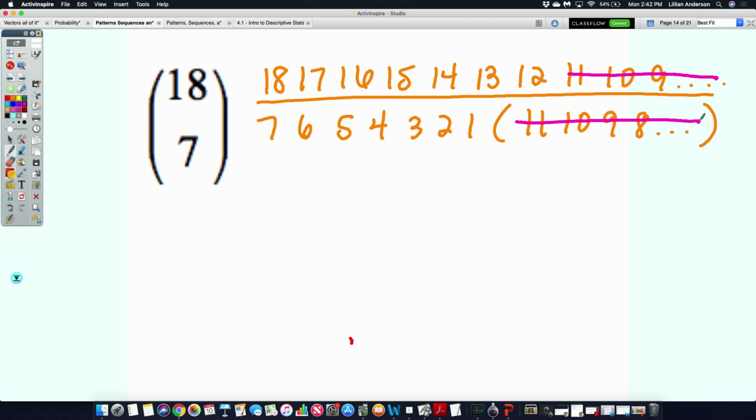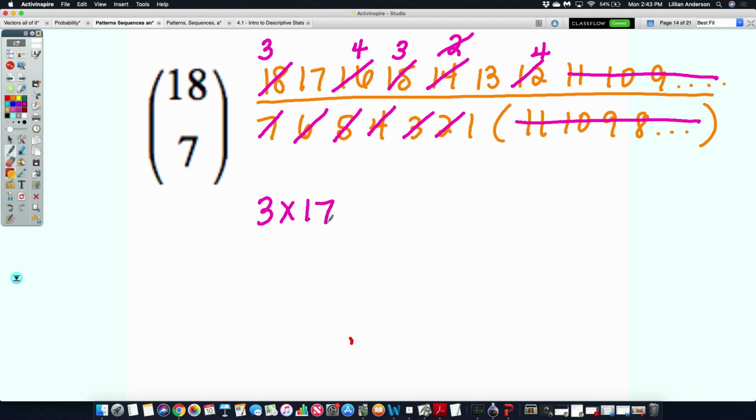The easiest way to do it is, when you start reducing, take it out of the biggest number possible. 7 goes into 14 twice. 6 goes into 18 three times. 5 goes into 15 three times. 4 goes into 16 four times. 3 goes into 12 four times. And the 2, I'm going to get rid of. So then I'm left with 3 times 17 times 4 times 3 times 13 times 4.